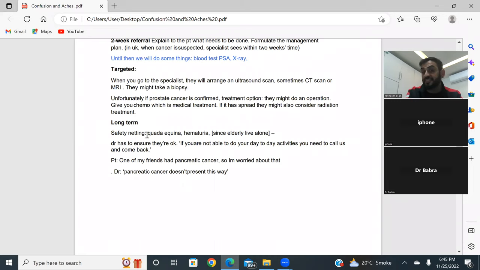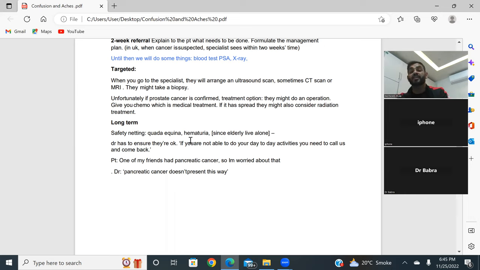Long term, you will be safety netting. What is safety netting? Hematuria, and if always in the cancer suspected zone, one safety netting can be the safety netting as well. The third one is always there.